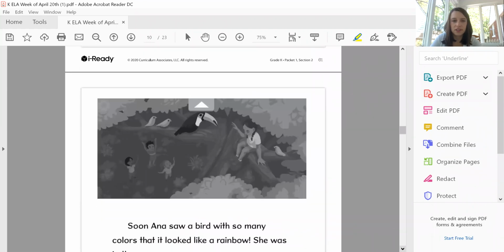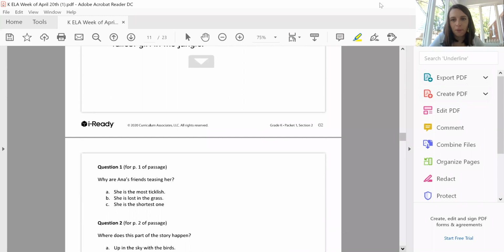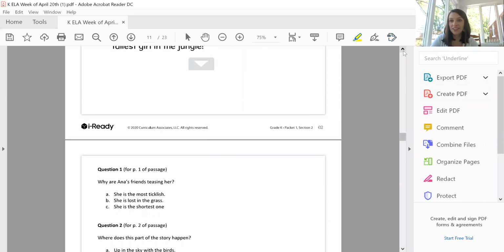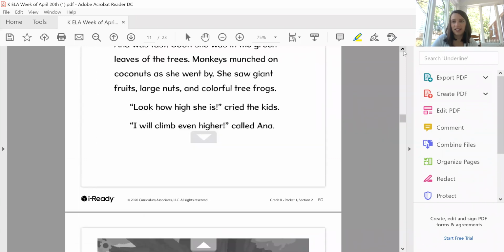Notice the picture. I talked about some of those birds. We see a toucan, some other little birds. And then look down at the bottom, you see Anna's friends. All right, and then as we finish, we're going to go through the questions together. All right, so we're going to get started reading together today.